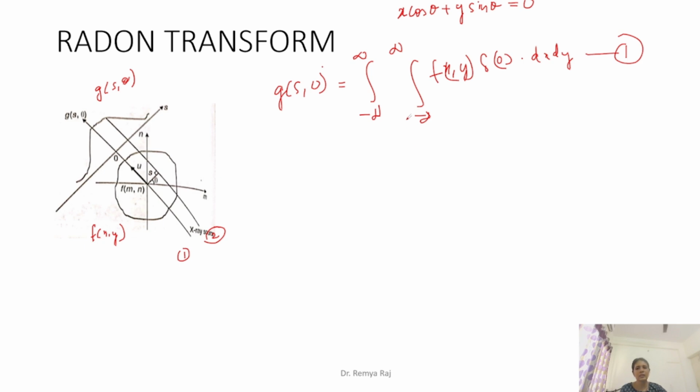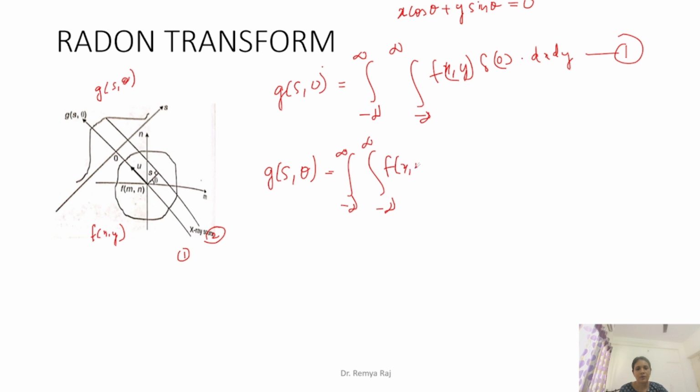Now we are going to see the equation of the line for the second beam, which is at a distance s from the origin with an angle theta. That is given by g of s comma theta, which is again the same form of equation: integral from minus infinity to infinity.